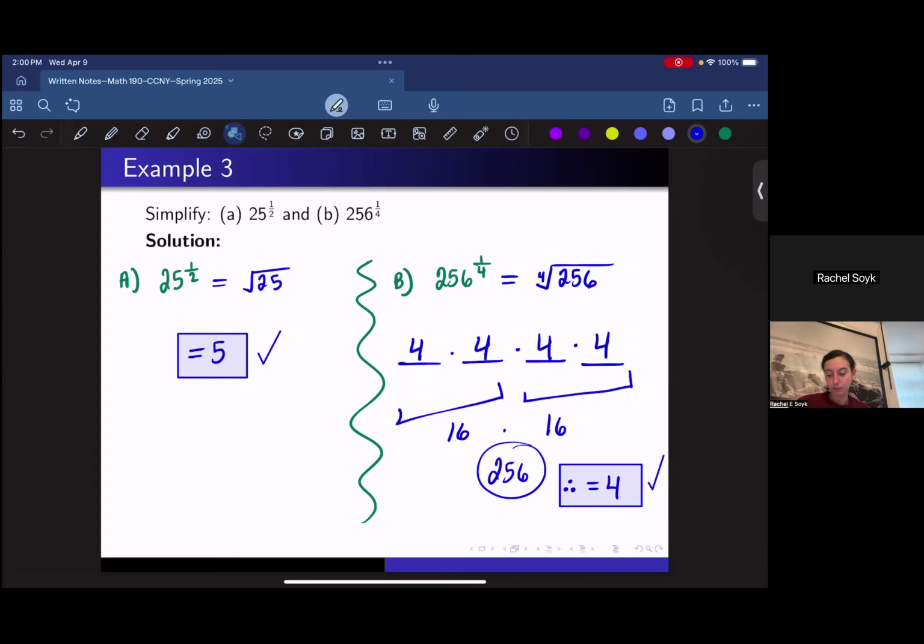And we're done. I can maybe draw the arrow there so you know what we're solving for.